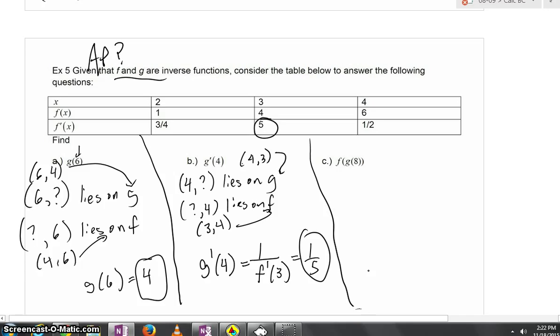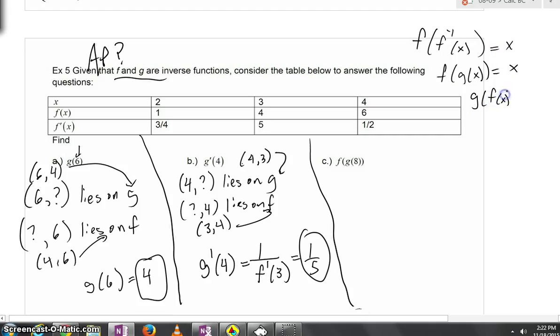Part C, f of g of 8. I think sometimes kids will hit the panic button and very quickly notice that there is no 8 in this table whatsoever. This is done deliberately. A little review, and you can see this at the beginning of our first video: f of f inverse of x is always going to be x. We could always say f of g of x, if g is the inverse, would be x. Similarly, g of f of x should always equal x. With that being said, our final answer is simply 8, and we're done.